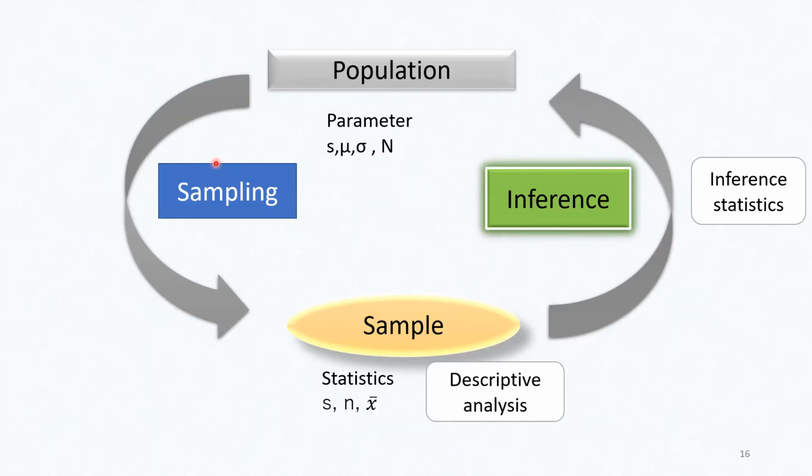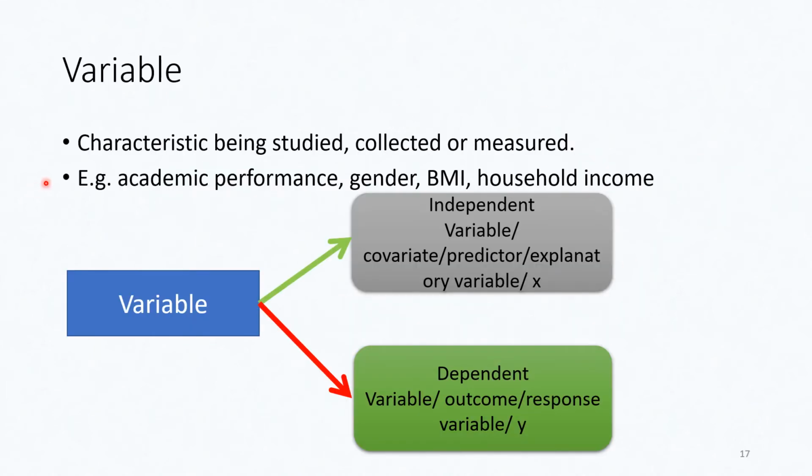In research, we usually collect the samples from the populations via a sampling method. And then we do the analysis on the sample data, like descriptive analysis and inferential analysis, and generalize the results back to the population.